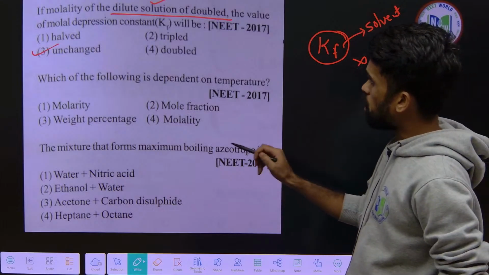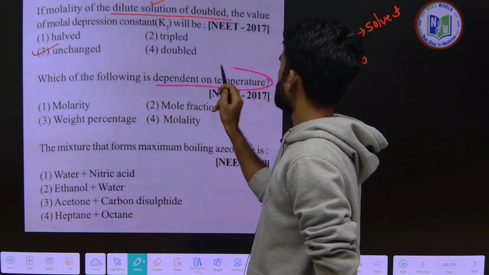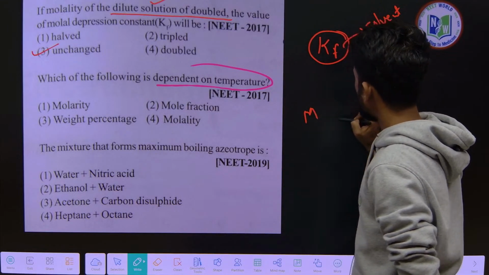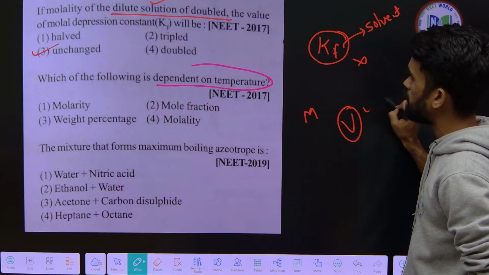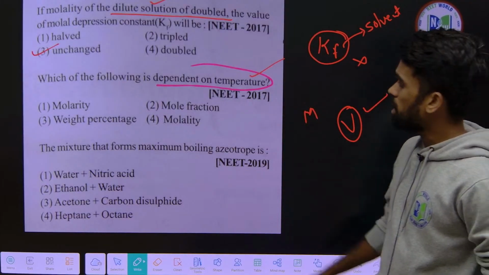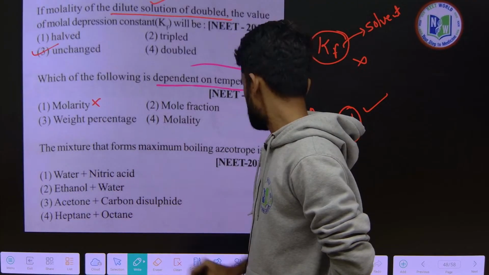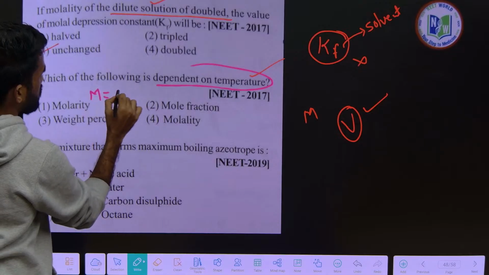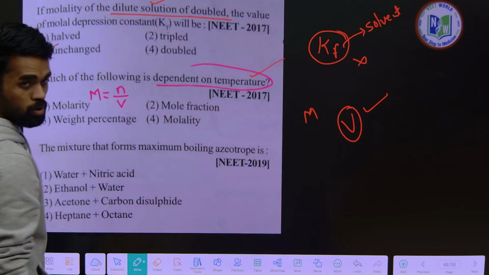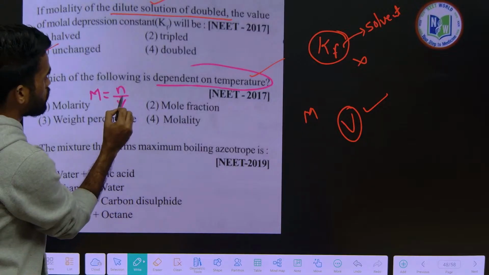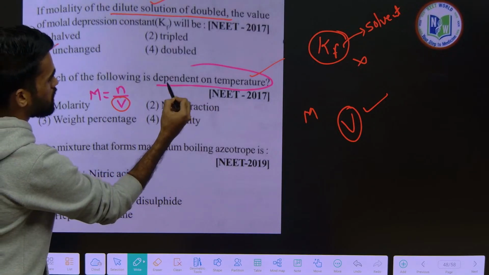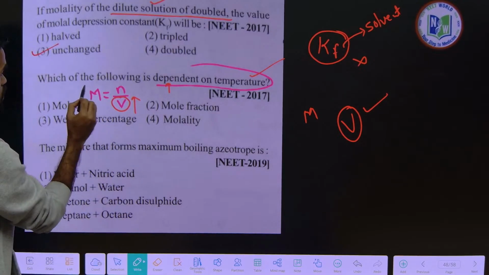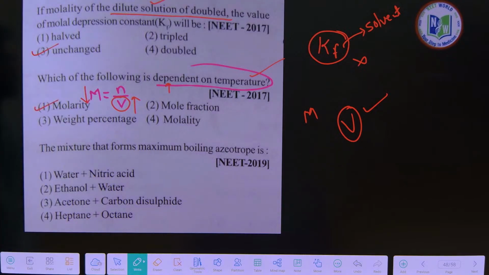Next, which of the following depends on temperature? There are 4 concentration terms. Whenever a given concentration term involves a volume term, that will be temperature dependent. So molarity is temperature dependent. Why? Write the formula of molarity: number of moles by volume of solution. So the volume term is involved. Upon increasing temperature, volume expansion takes place, volume increases, molarity decreases. So the first term is temperature dependent.